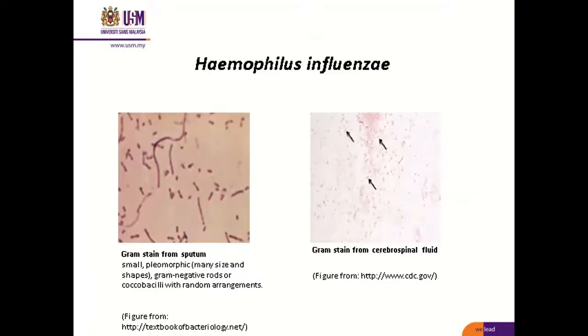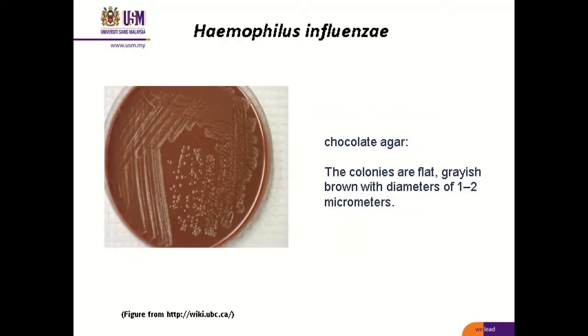Next, we go to Haemophilus influenzae. On microscopy, on Gram staining, we can see small pleomorphic gram-negative rods or coccobacilli with random arrangements. On chocolate agar, you can see the colonies are flat, grayish-brown with diameters of 1 to 2 micrometers. We need to culture the organism on chocolate agar because it is a fastidious organism.